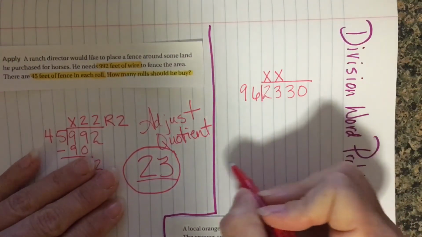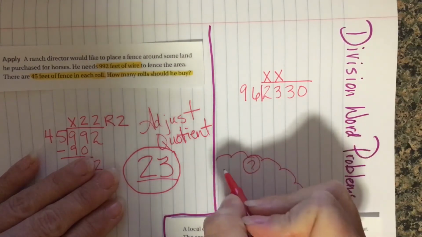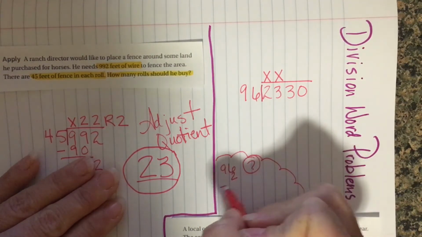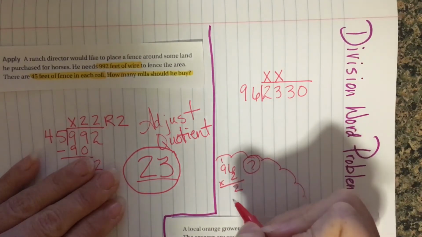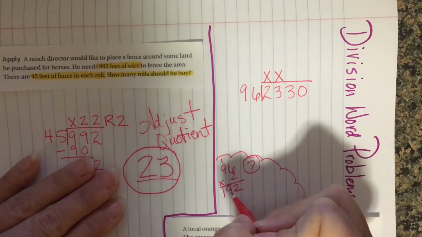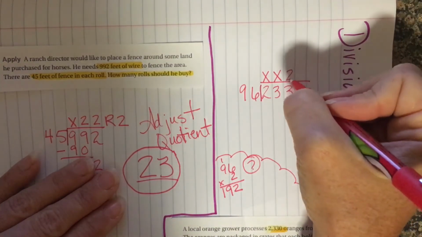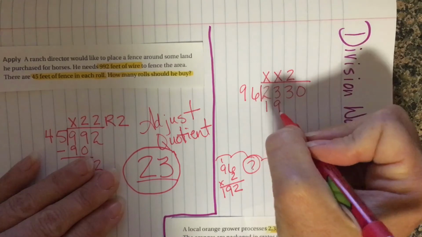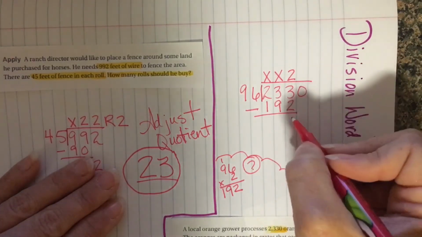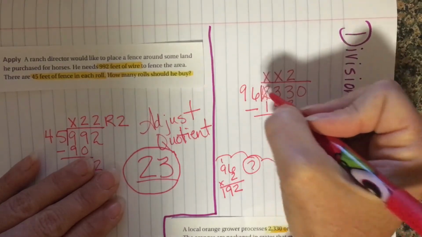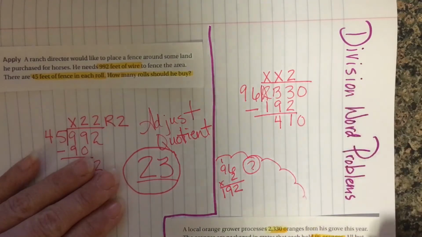So my guesstimate is going to be 96 times 2. 6 times 2 is 12. 9 times 2 is 18 plus 1 is 19. So I've got 192. Put my 2 up here. The product is 192, and now I subtract. 3 minus 2 is 1. I'm going to borrow. 13 minus 9 is 4, and I have 410.